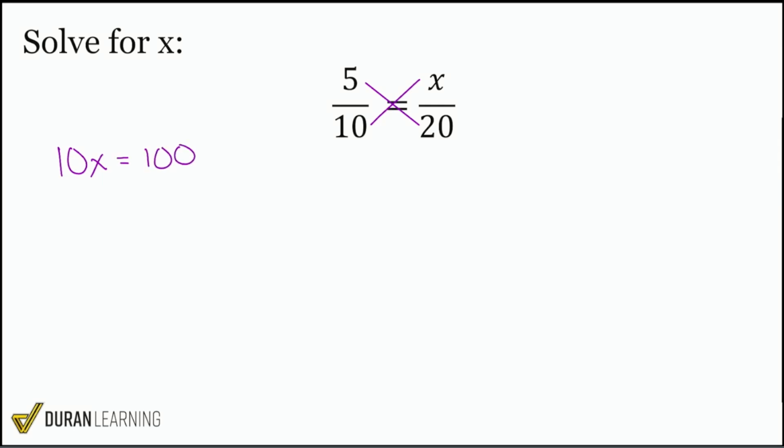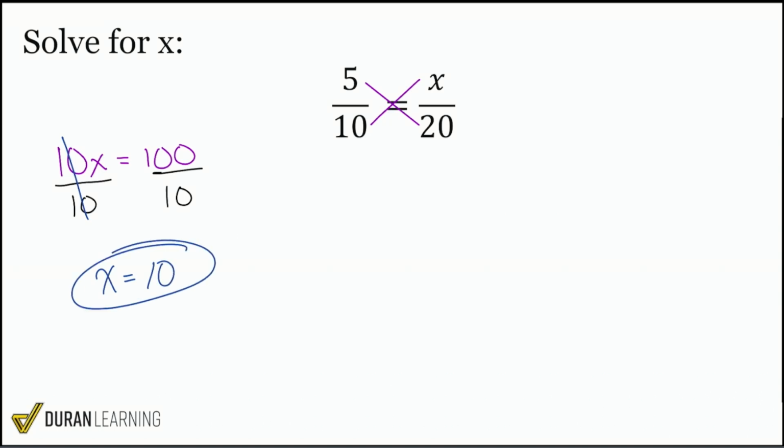And so now we have 10x equals 100. The last thing we do is divide both sides by that number in front of the variable. So we're going to divide both sides by 10. So everybody, 100 divided by 10, what's that going to give us? Correct, that's going to give us 10. So x equals 10 in this case.